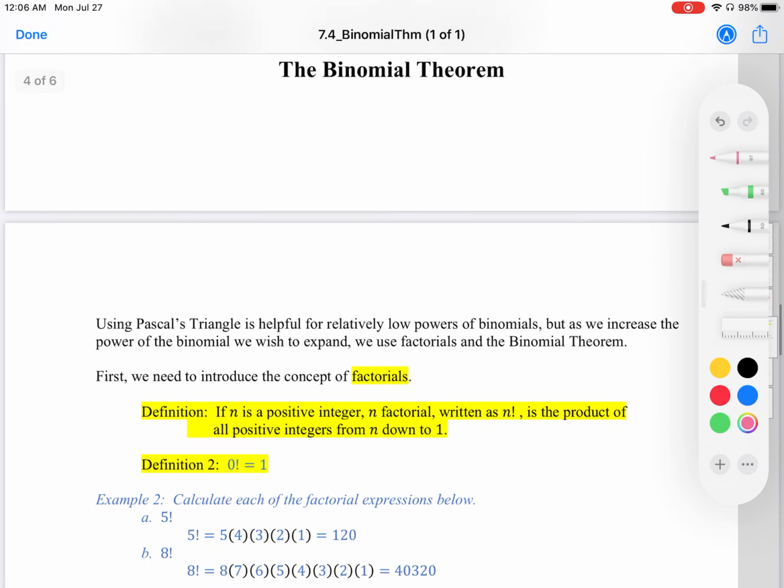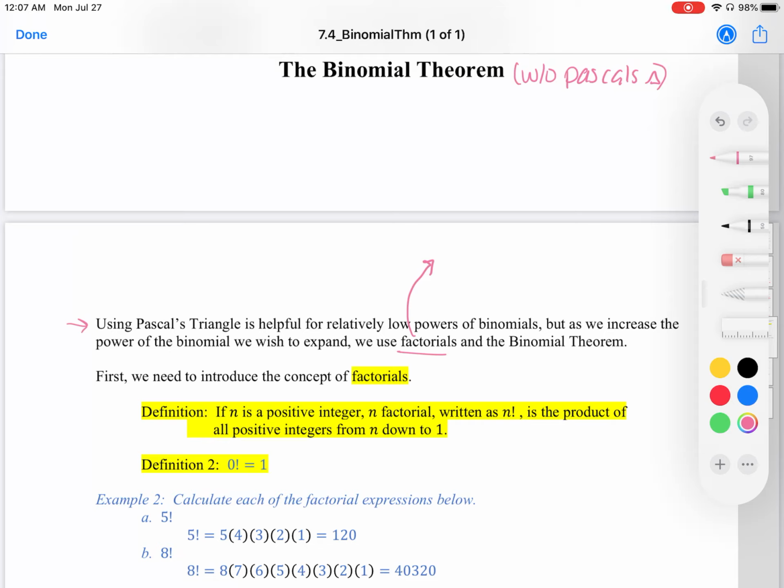All right. Another way to work this out without using Pascal's triangle is the binomial theorem. So this is without Pascal's triangle. Using Pascal's triangle is helpful for relatively low powers of binomials, but as we increase the power of the binomial we wish to expand, we use factorials and the binomial theorem. All right, so factorials, we'll talk about them next.